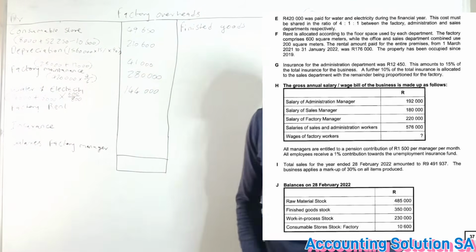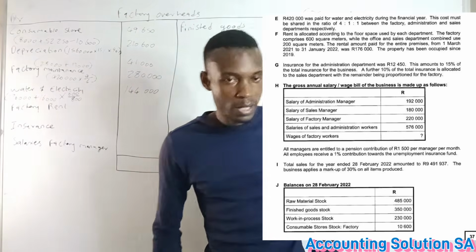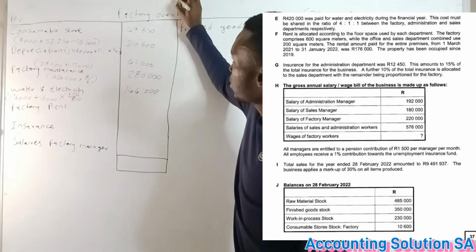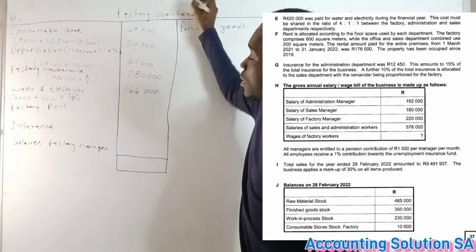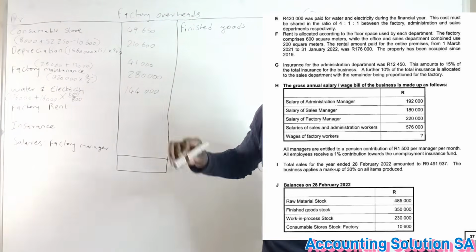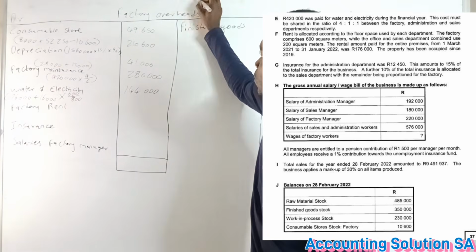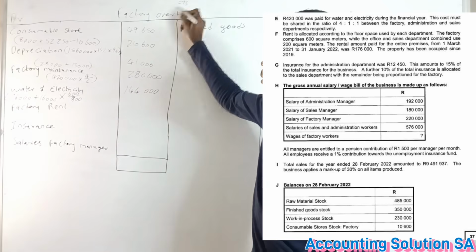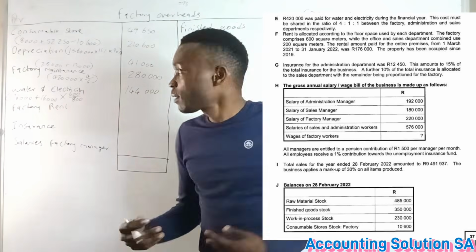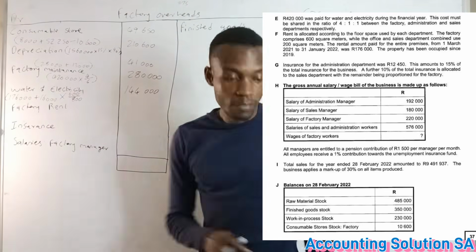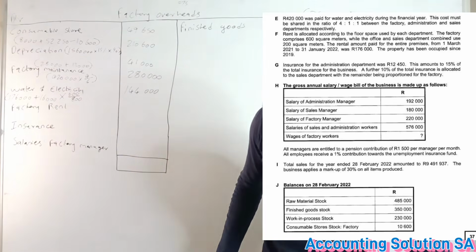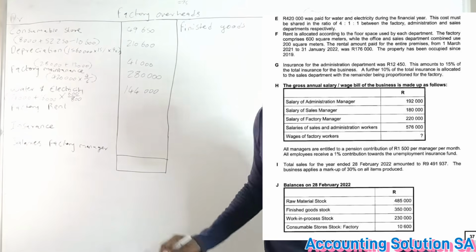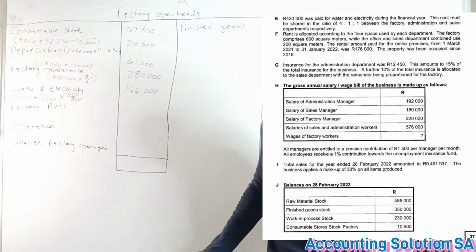All right, but now we have to determine 100% minus 15% of admin, and another minus 10% of sales department. We are left with 75%, which means that 75% is the one that belongs to a factory. Okay, now when we calculate, we're going to say insurance.